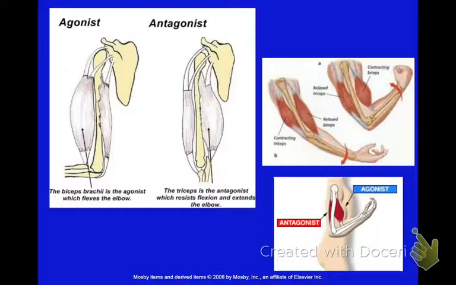All right, moving on. So here's a diagram. They call the agonist also the synergist, okay? So agonist and the antagonist. In the first picture there on the left, the bicep is the agonist, okay? And the tricep is the antagonistic muscle. But then you'll see when you're flexing the arm and straightening the arm back out, now the tricep becomes the agonist and the bicep becomes the antagonist.